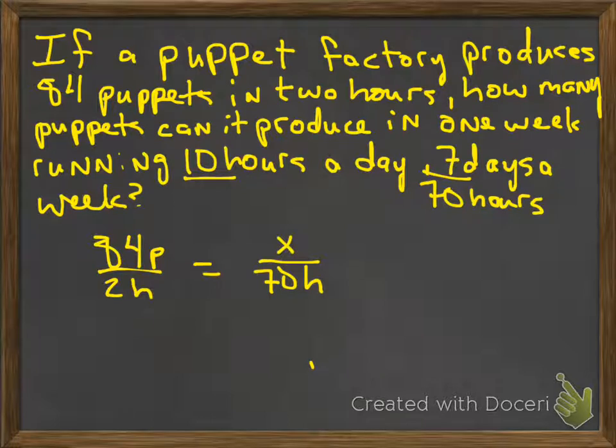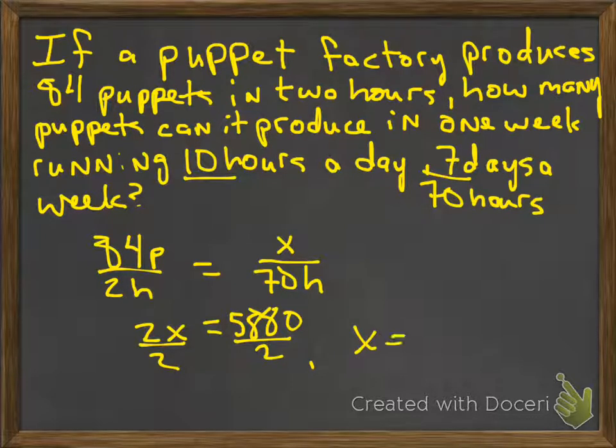So basically I have 2X is equal to 84 times 70, which is 5,880. Hold on a second, let me double check. Okay, and then divide that by 2, and that would tell you that you've made 2,940 puppets in that 1 week period.